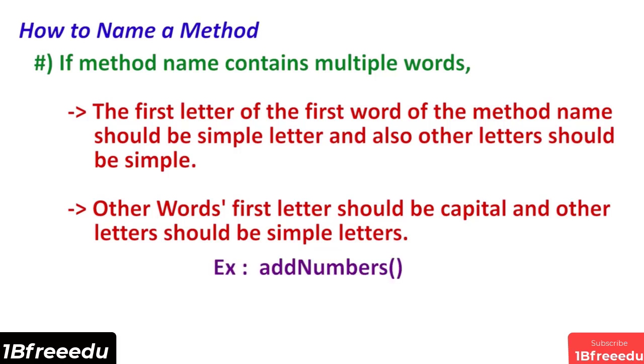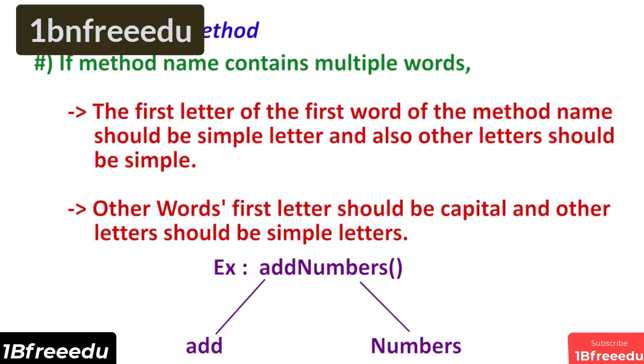For example, the addNumbers method. You can see in the addNumbers method, there are two words, add and numbers. Add is the first word that contains only simple letters. And in the second word, numbers, the first letter is capital and other letters are simple. Okay, that is how to write the name of a method.